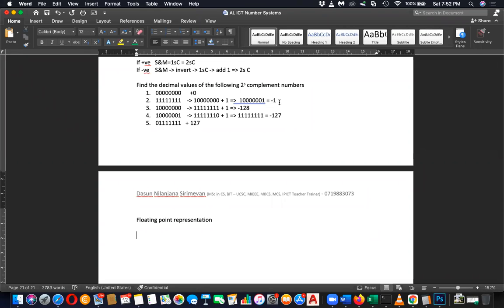Plus 0, minus 1, minus 128, minus 127 and plus 127. Correct? Or some wrong answers? Okay, kindly let me know. Check it and let me know. Right, one wrong. So which one? Which one you got wrong? Third one or fourth one?